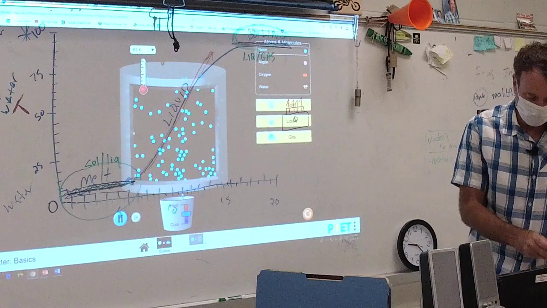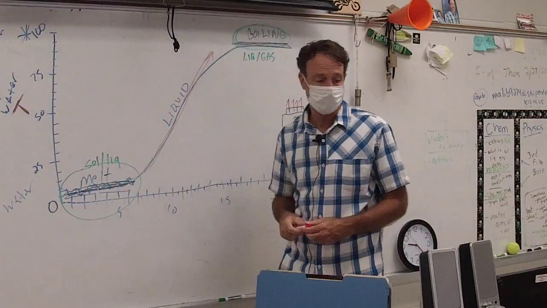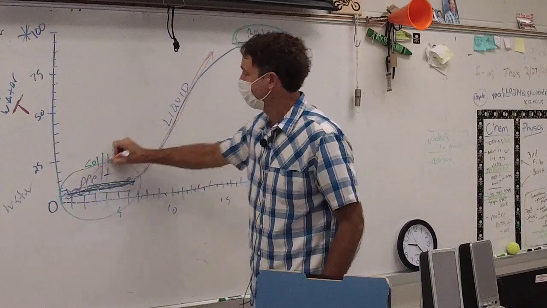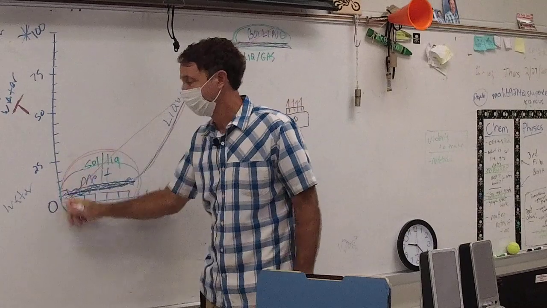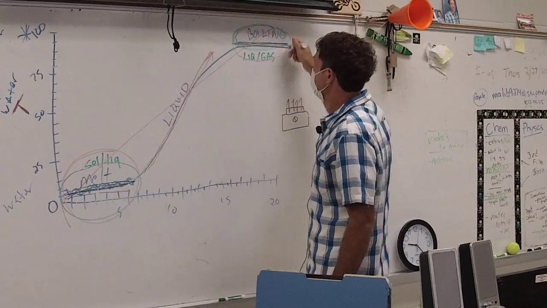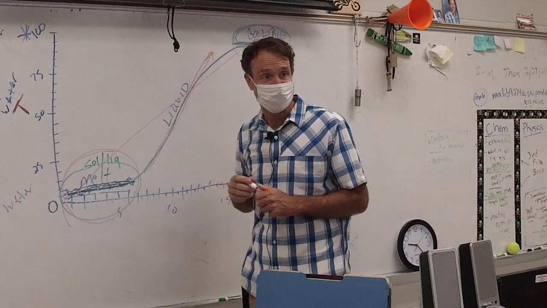So even though this hot plate's giving off the same amount of energy the whole time, you do not see a steady increase in temperature. Work is being done here, and work is being done here that you do not see on the graph. Does that make sense?